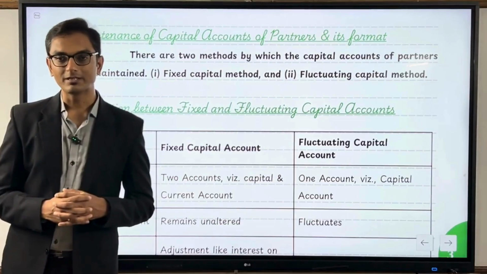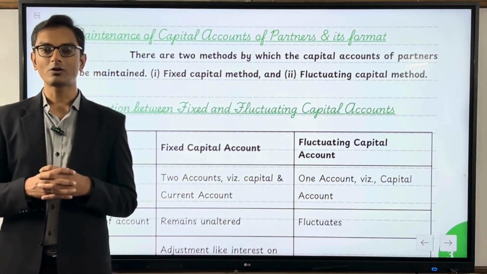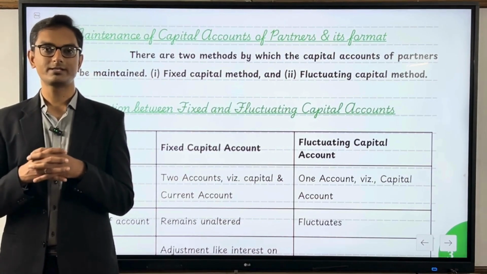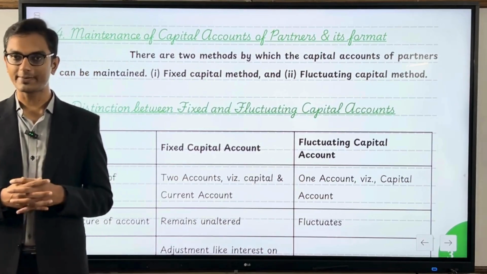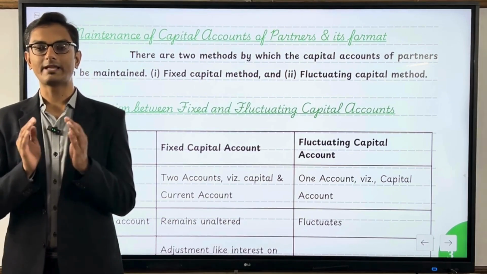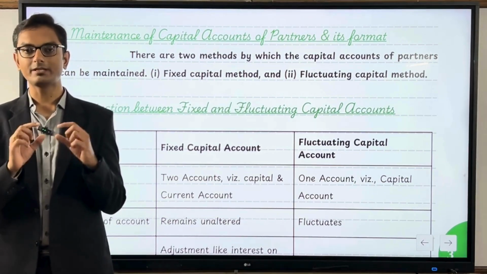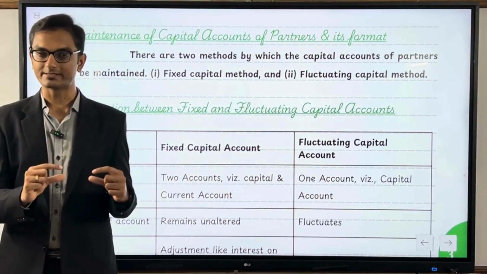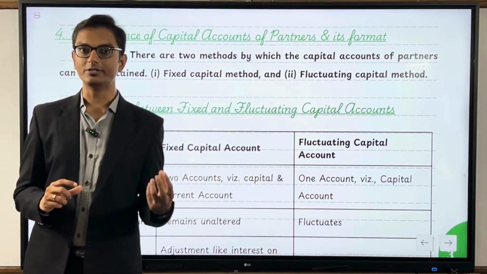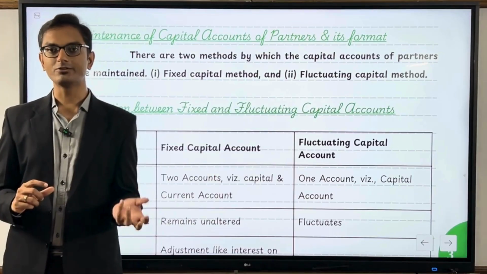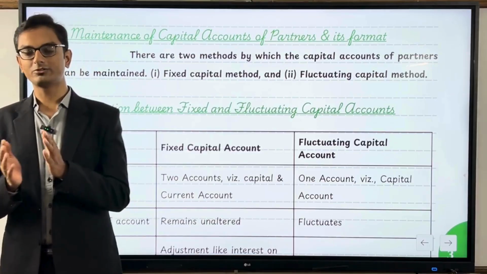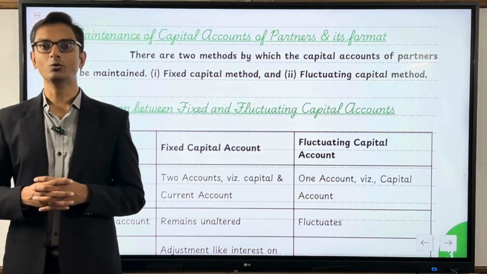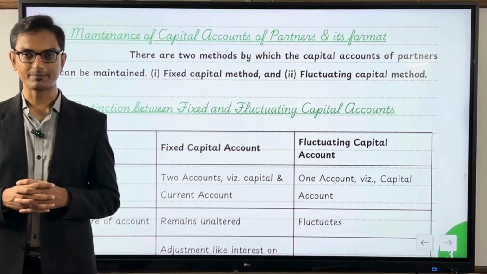Under the fixed capital method, they are not changing the capital introduced, and they are not making any adjustment in capital. They just keep the amount of capital as it is. Whenever they introduce new capital into the business, that will be added to the capital. Otherwise, no changes will be made under the fixed capital method.